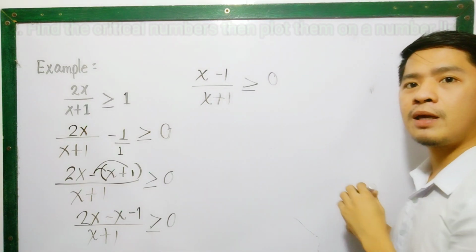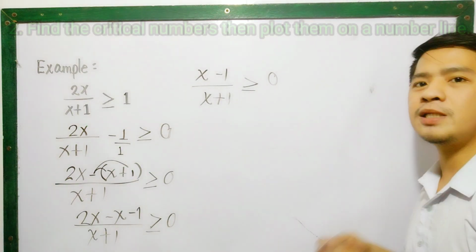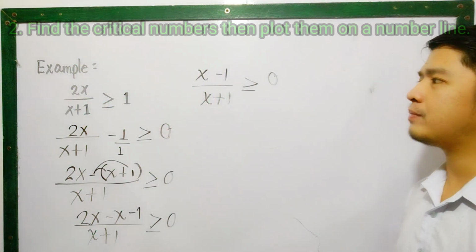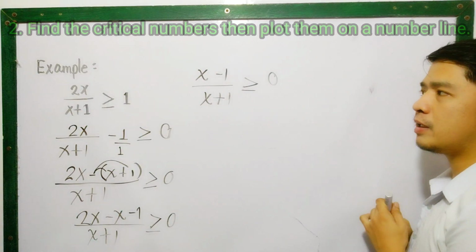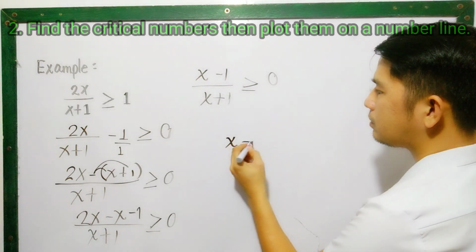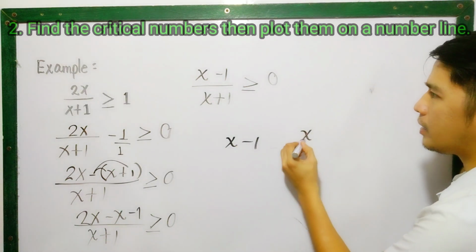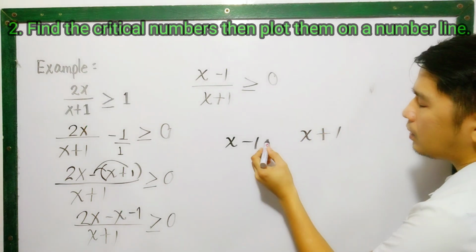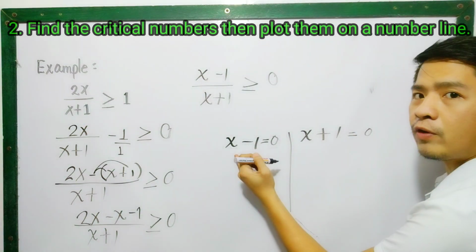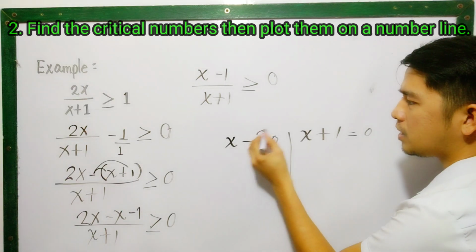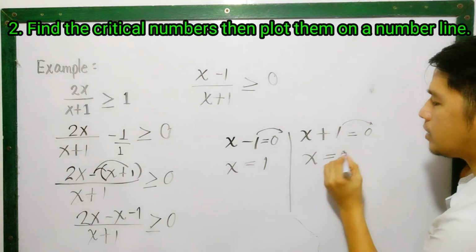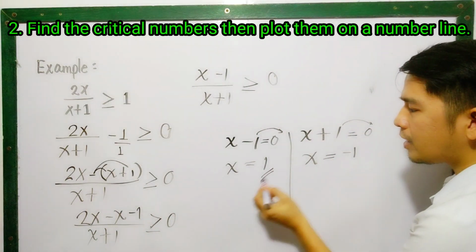So, we can now proceed to the second step. Ano ulit yung second step? Okay. So, we will find the critical number and then plot them on a number line. For us to find the critical numbers, kuhanin natin yung numerator natin na x minus 1, at saka yung denominator natin na x plus 1. We will equate them to 0. And then we will solve for the x. Okay, so this is x equals 1. And this is x equals negative 1. Ito na ngayon yung mga critical numbers.